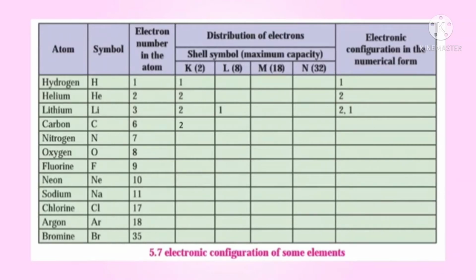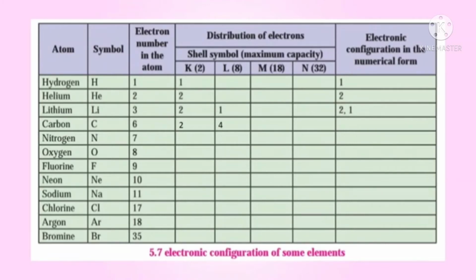Now we will consider the next element, that is lithium. The symbol of lithium is Li and the number of electrons in lithium is 3. Now to split 3, how will you split 3? We know that the maximum capacity of the first shell is 2 and the remaining 1 electron I will write in the L shell. So the electronic configuration of lithium is 2, 1.